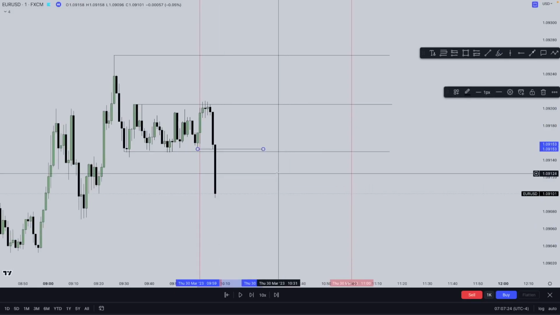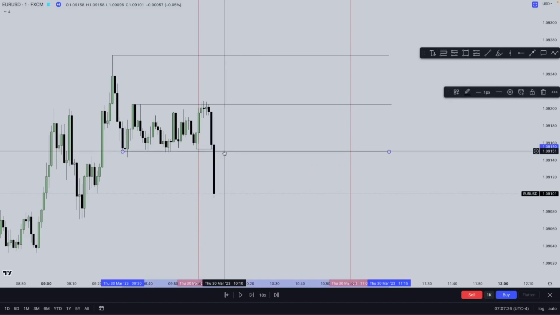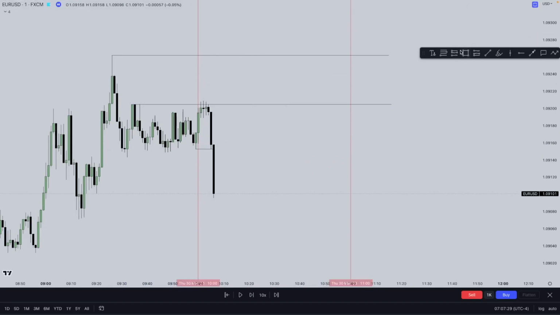I'm just going to leave it like that. This is the market structure shift, and we took this high liquidity right here. Now what we do is we just wait. Fair value gap.